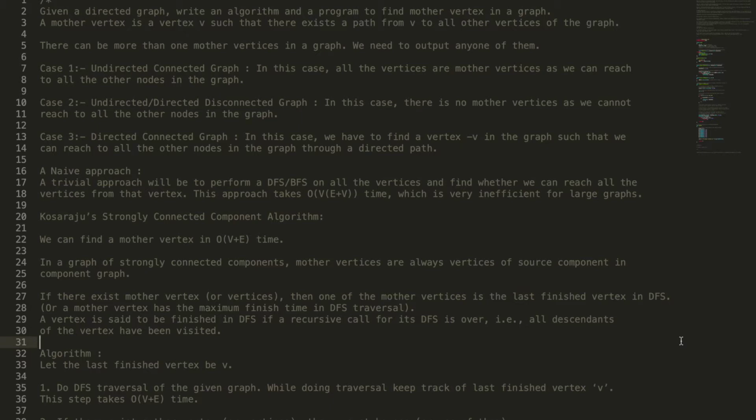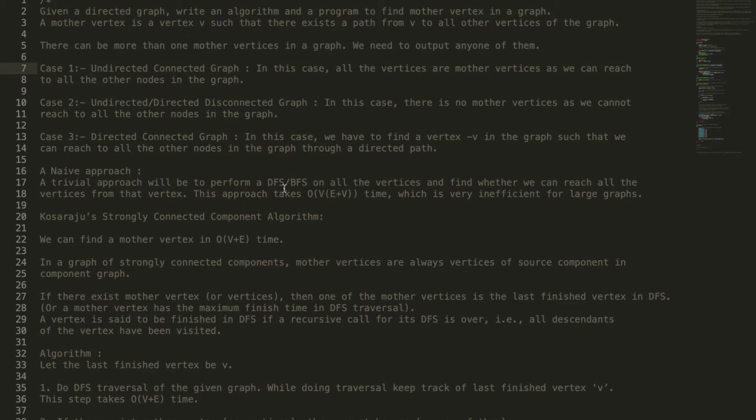Okay. Now there are three cases, right? The first case is when you have an undirected connected graph. So the graph is undirected but is connected in nature. In this case, as undirected means there is no direction specified, all the vertices are supposed to be mother vertices because you can traverse from every vertex to each other vertex. So in that case, all the vertices are mother vertices.